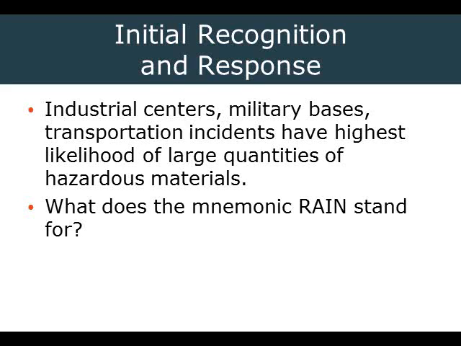So, they use a mnemonic called RAIN in our initial recognition pattern here. So RAIN is recognize, avoid, isolate, and notify. So basically this is saying, oh, I'm pulling up on this. This doesn't look good. I'm going to stay out of it. I'm going to try to keep everybody else out of it. And I'm going to get somebody else here to take care of it. That's really what this is all about.